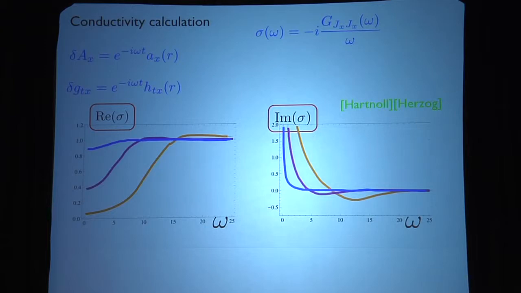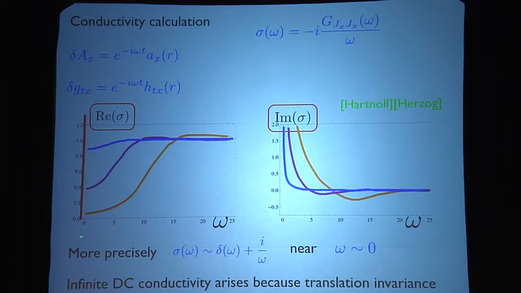So this was first calculated by these people. This is actually not quite right. There's a missing ingredient, which is hard to get directly from this calculation, but we now know it's there, which is that for all temperatures, there's a delta function sitting at omega equals zero. So near omega equals zero, the optical conductivity has this delta function, with a pole in the imaginary part. DC conductivity is just the optical conductivity in the limit that omega goes to zero, and this infinite DC conductivity arises because we have translation invariance.